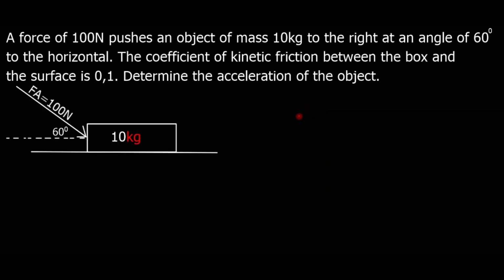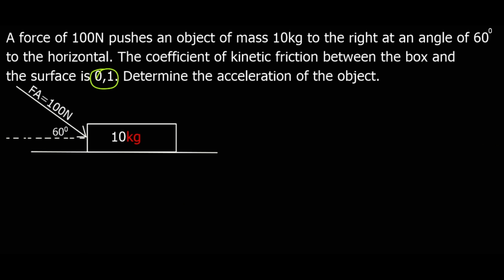This one here: a force of 100 newtons pushes an object of mass 10 kilograms to the right at an angle of 60 degrees to the horizontal. The coefficient of kinetic friction between the box and the surface is 0.1. Determine the acceleration of the object. It is nearly a similar problem, but now this object is being pushed. In the previous one, it was being pulled. So that's the only difference.